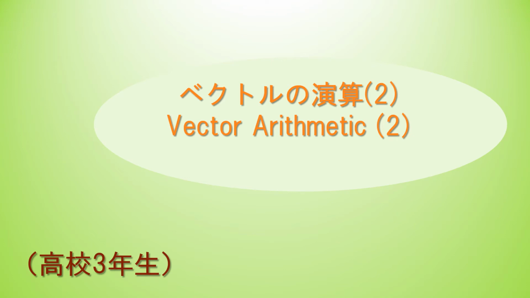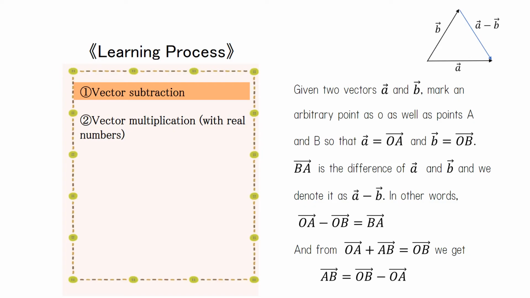In this lesson, let's learn about vector arithmetic. Vector operations 2. First, let's talk about vector subtraction. Given two vectors, vector A and vector B, mark an arbitrary point as O, as well as points A and B, so that vector A equals vector OA and vector B equals vector OB.